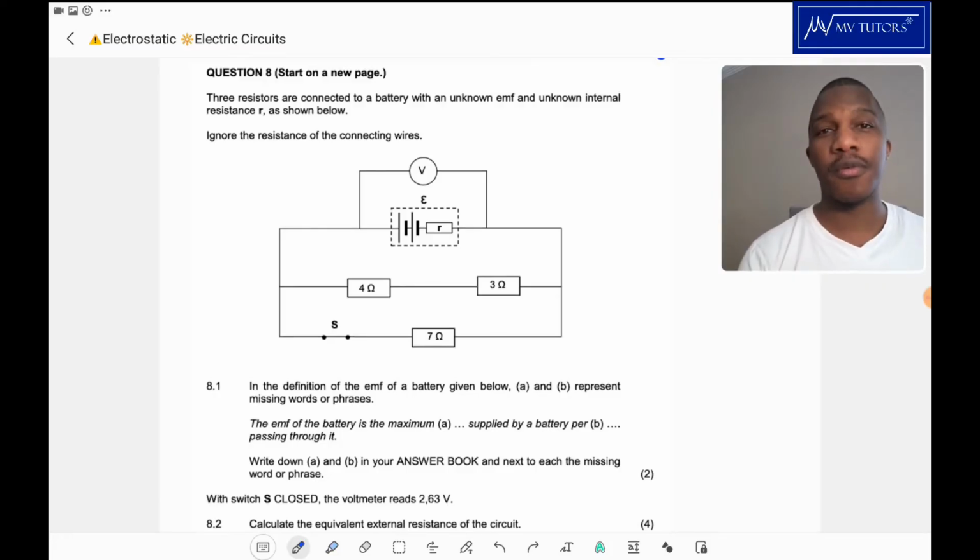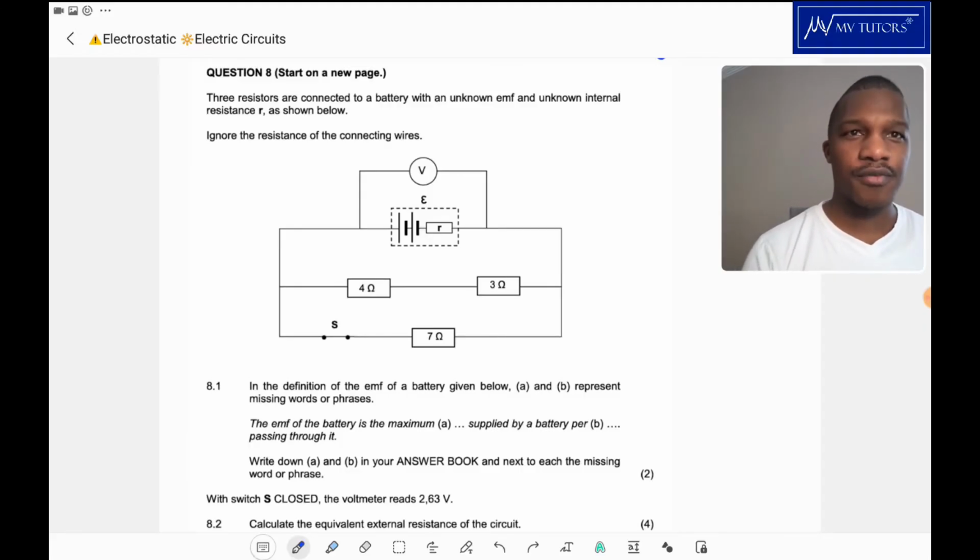I'm assuming by now you already know the theory and the principles required to answer such questions, but in the event that you don't, don't worry, I got you. We're going to recap as we go. All right, without any further ado, let's read the question.